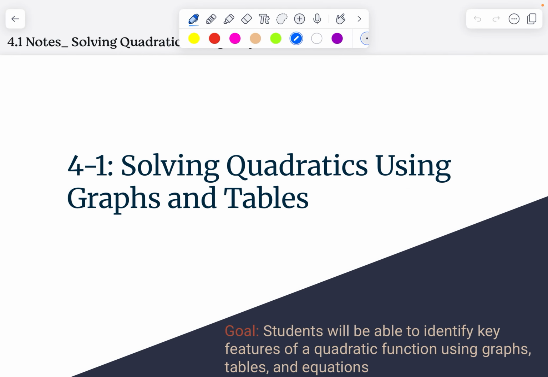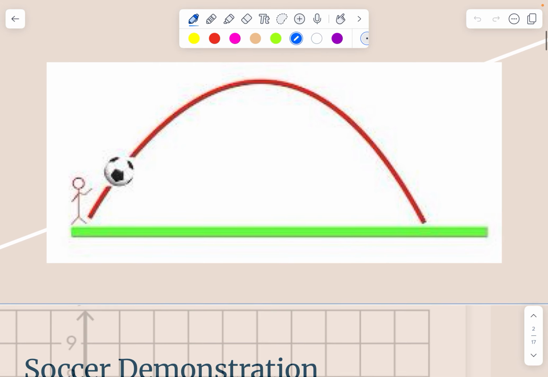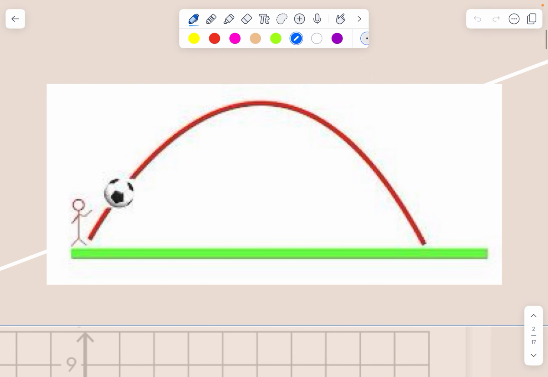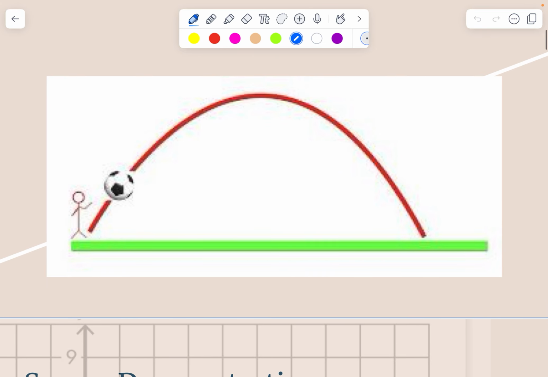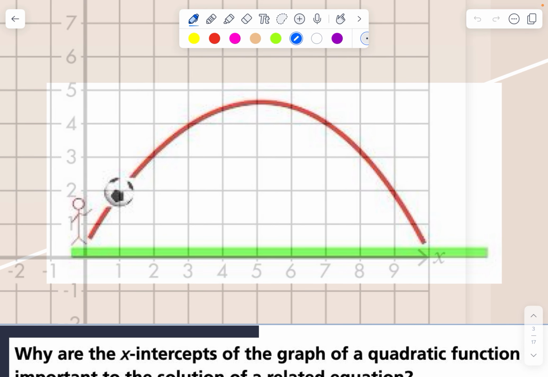Hi friends, today we're going to talk about solving quadratics using graphs and tables. This is just a picture of a parabola that would occur if you kick a soccer ball in the air. And if we put that on a graph, we can see how long the soccer ball is in the air for. If we continue this, it would end right there at (10, 0). So it would be in the air for 10 seconds.